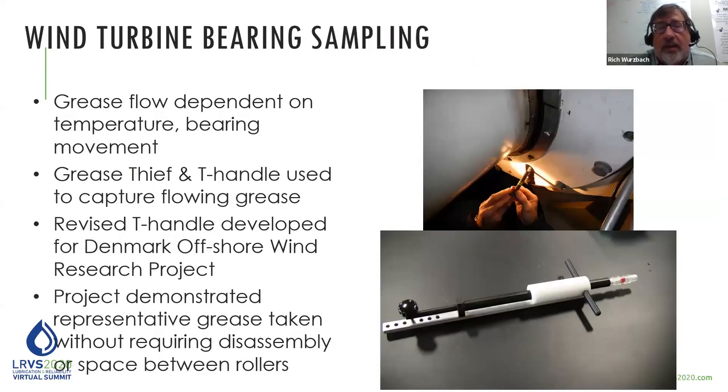We've done the same thing in wind turbines as well. Getting the sampling is really critical here. The grease flow is dependent on the temperature and bearing movement. Here you can see that grease thief loaded into a handle again, and it allows us to get into that location. There's a photograph here of an early iteration of a handle, and we used the information from that study to come up with an improved design that allowed us to get a consistent sample right from the face of those rollers each and every time.